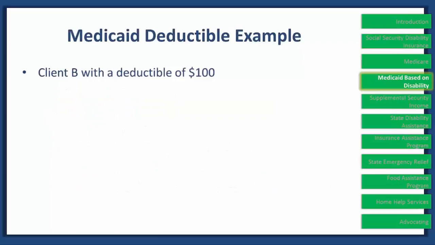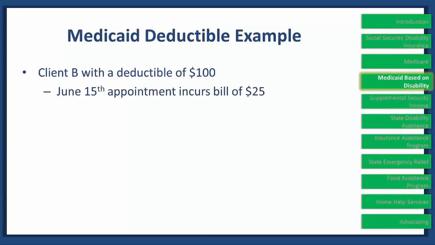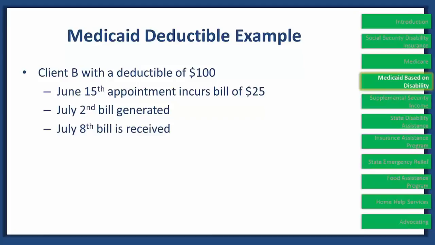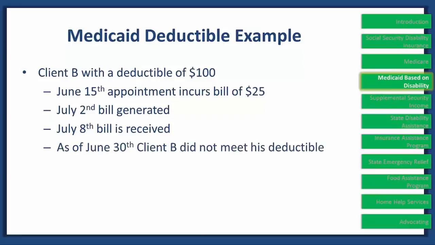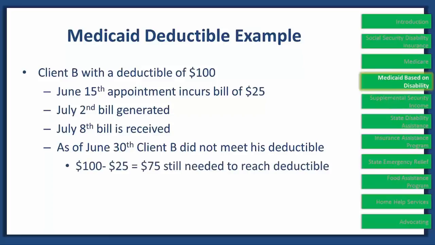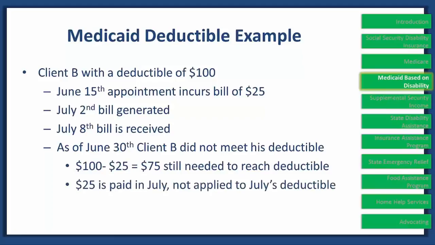Client B also has an appointment on June 15th and incurred a $25 medical bill. The billing date is July 2nd, and Client B receives the bill on July 8th. Client B's deductible is also $100. As of June 30th, Client B's medical bills totaled $25. That means that Client B did not meet his deductible for June. When Client B gets the bill on July 8th, he will be responsible for paying the $25. Even though the $25 is paid during the month of July, it is not applied to July's deductible.